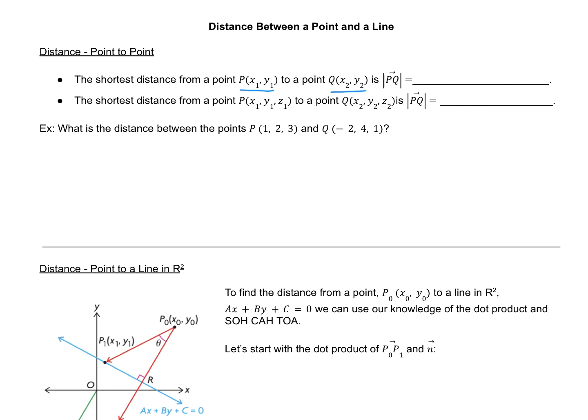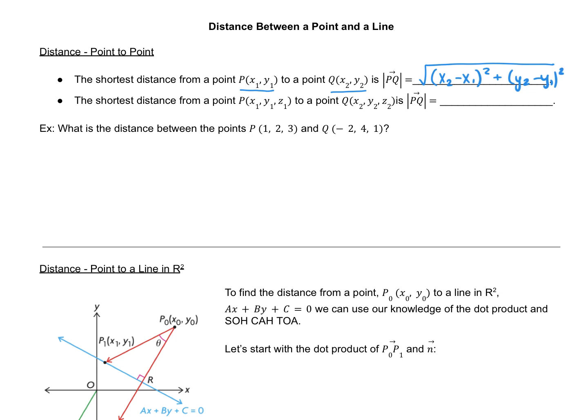and point Q with x2, y2, the distance is just going to be the magnitude between those 2 points, or the vector created that connects those 2 points. So it will look like the distance formula from grade 10: the square root of x2 minus x1 squared plus y2 minus y1 squared.